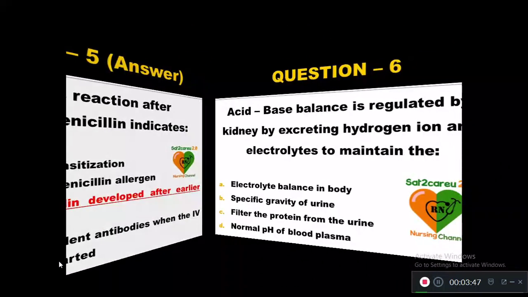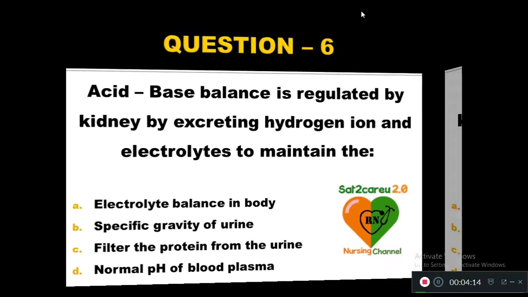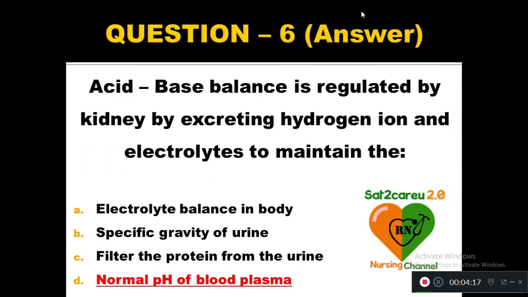Question number 6. Acid-base balance is regulated by kidney by excreting hydrogen ion and electrolyte to maintain the option A, electrolyte balance in the body, option B, specific gravity of urine, C, filter the protein from the urine, option D, normal pH of blood plasma. The correct answer is option D. Acid-base balance is regulated by kidney by excreting hydrogen ion and electrolyte to maintain the normal pH of blood plasma.